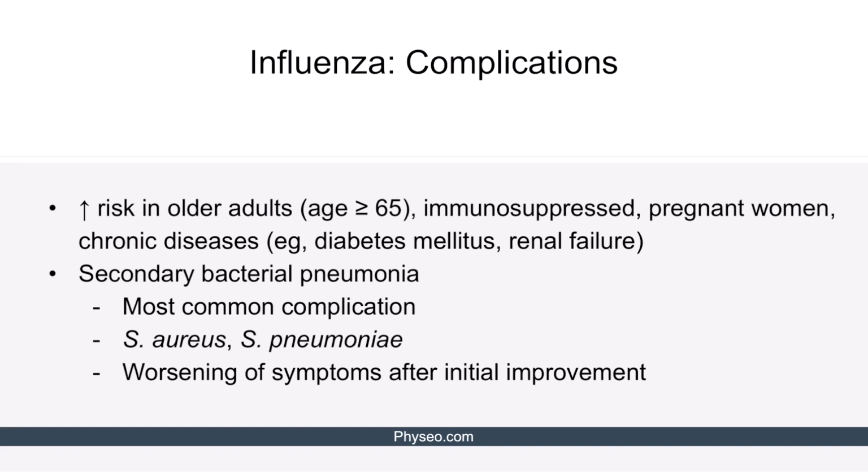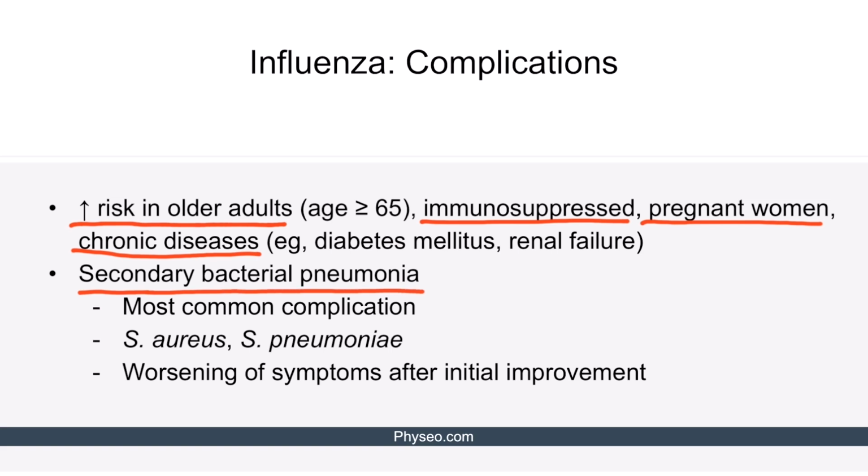The risk of complications is increased in older adults age 65 or above, in immunosuppressed individuals, pregnant women, and patients with chronic diseases such as diabetes mellitus and renal failure. These individuals need special attention in terms of both treatment and prevention as compared to the general population, which we'll discuss in a while. So what are the most important complications of influenza?